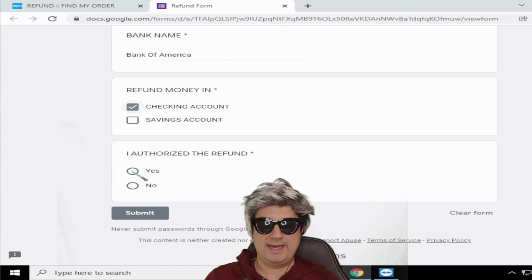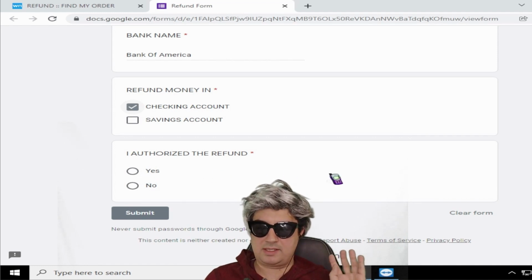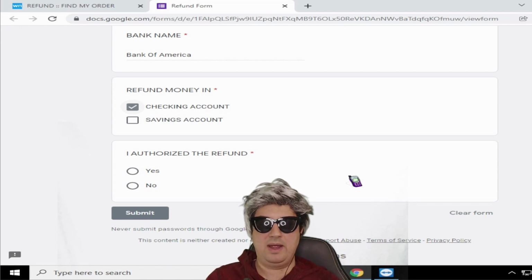Ma'am, I didn't want to authorize the refund. That doesn't make any sense. Why is this question even on there? A lot of times you put all these questions that don't make any sense. Why would I be filling out a refund form and canceling an order if I needed to not authorize the refund? It doesn't make any sense. Wouldn't you agree?